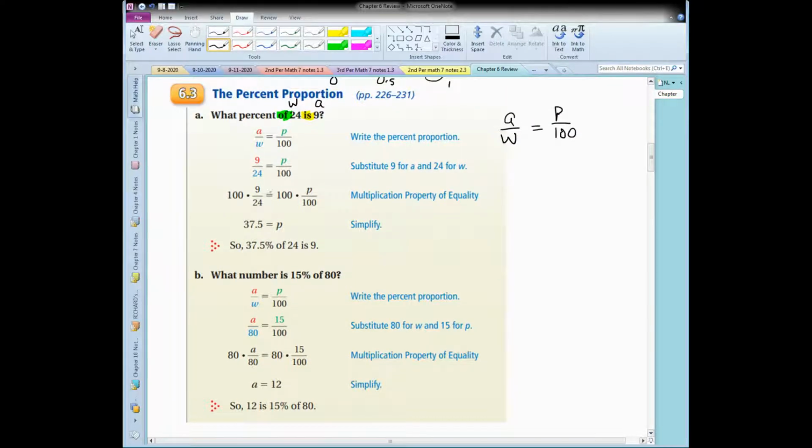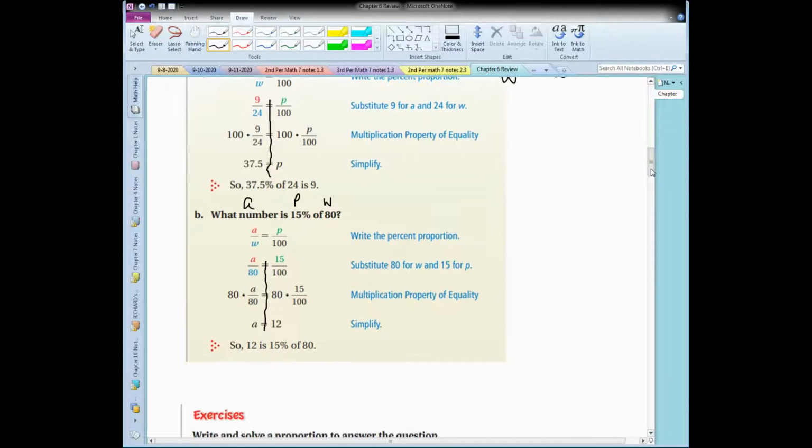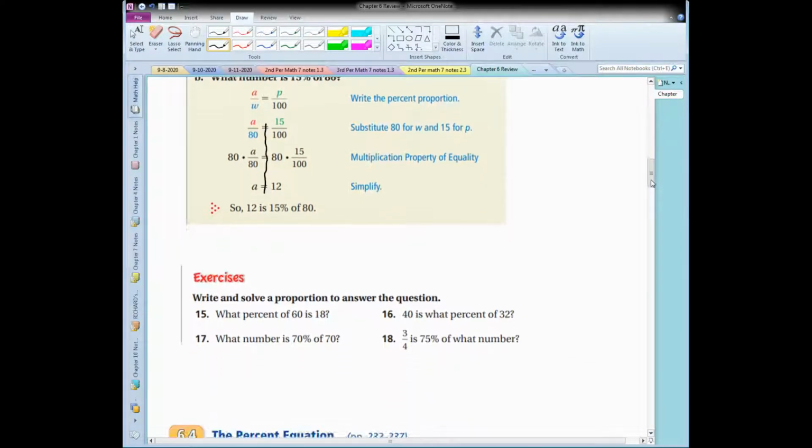So I recommend you identify those pieces first and then go in and solve the problem. And they go through a couple examples on how to solve the problem. I always say that the textbook does not put the line through the problem like I kind of showed you when we're solving equations, but you can imagine that it's there. So for this problem, what number is, that is my part. 15% is my percent, and then 80 is my whole. So I identify everything first and then plug the numbers into the formula and solve for the variable that I'm looking for. Okay, so there's some exercises for you.